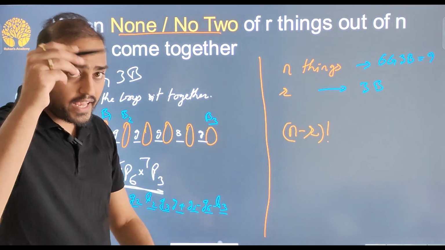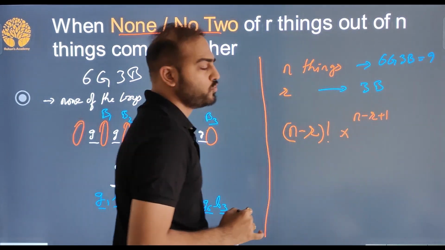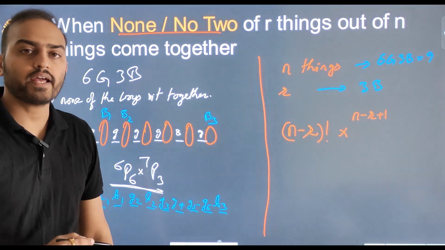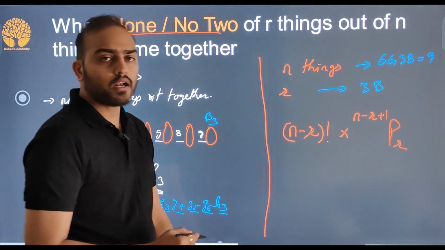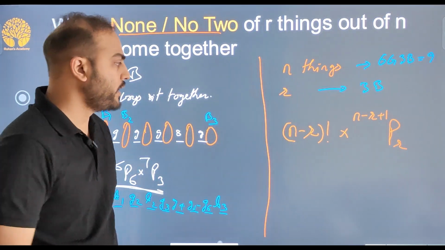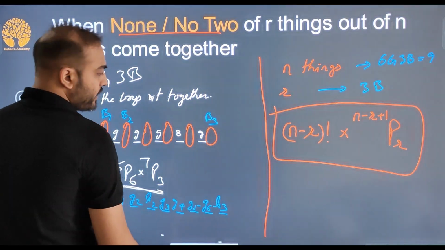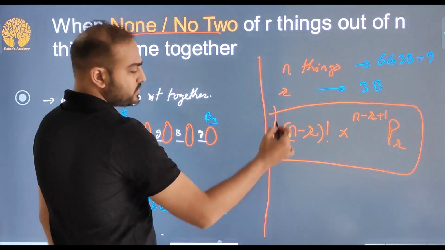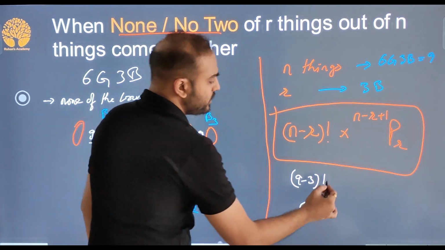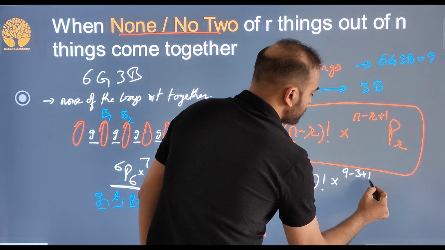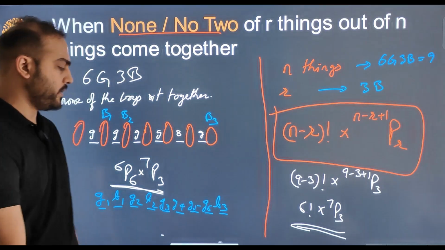Now next to the girls I have those imaginary positions. How many are these? n minus r plus 1. These are the imaginary positions that I have. From these, how many am I going to use? r, because that many boys are there, right? So this is the formula. If you try and solve it, that is (9 minus 3) factorial, which is 6 factorial, times (9 minus 3 plus 1)p3, which is 7p3.